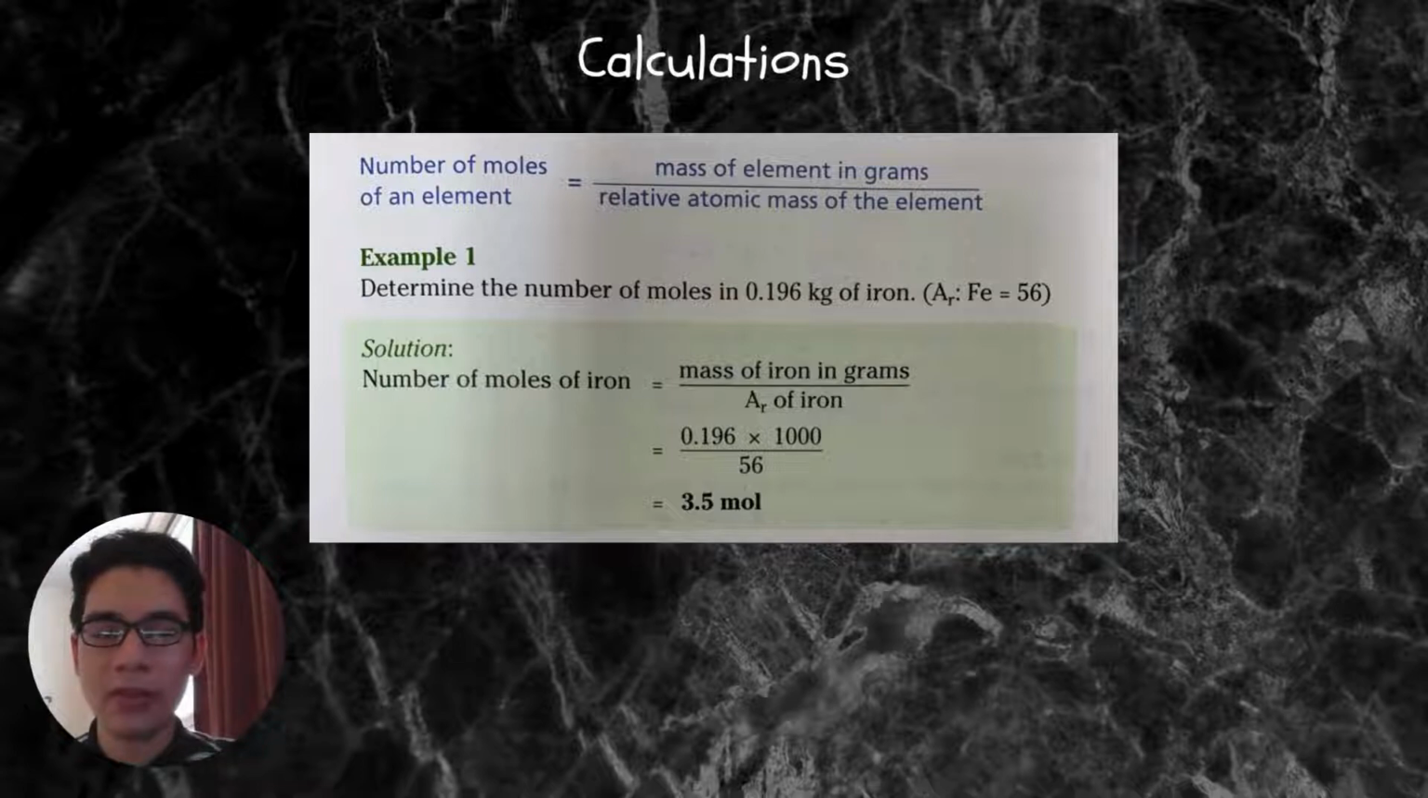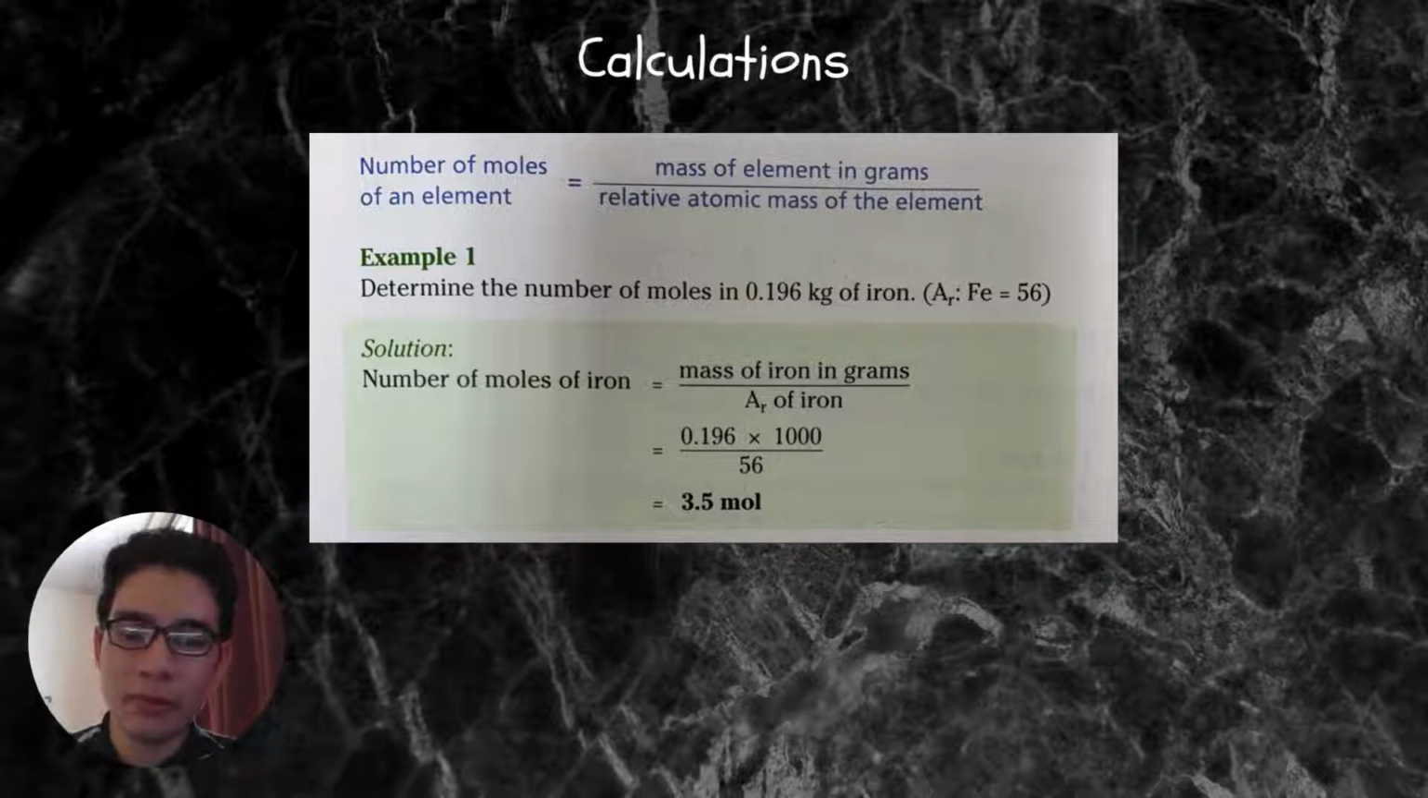The number of moles of iron equals the mass of iron in grams over the relative atomic mass of iron. So you can see that it's 0.196 multiplied by 1000 because it is in kilograms. We need the required units, so it is in grams. So we need to change 0.196 kilograms to grams, divide it by 56, and you get 3.5 moles. So that's how you determine the number of moles with a method.